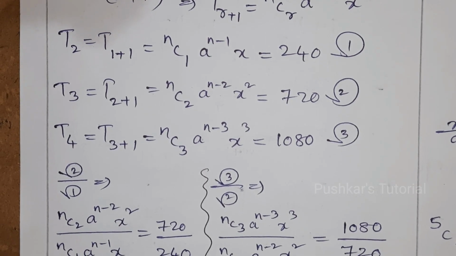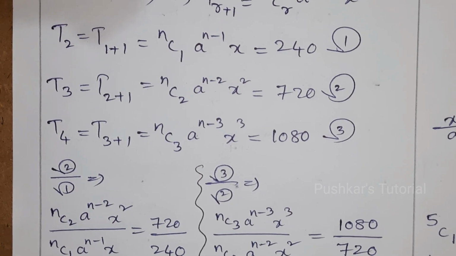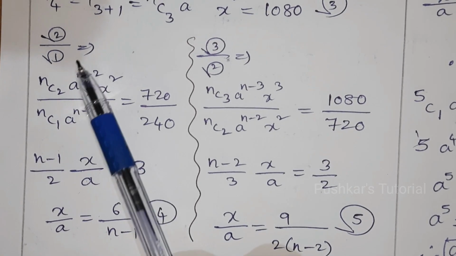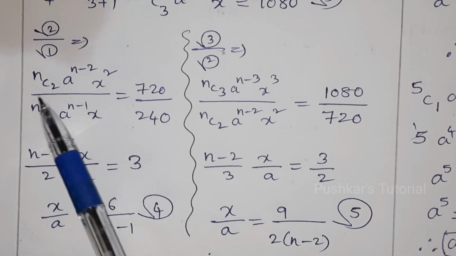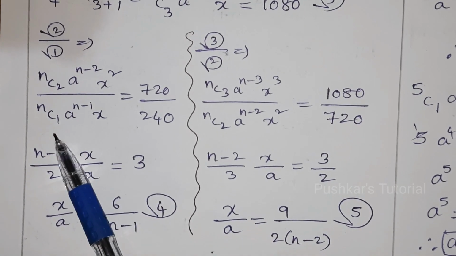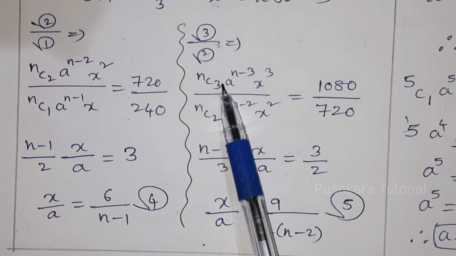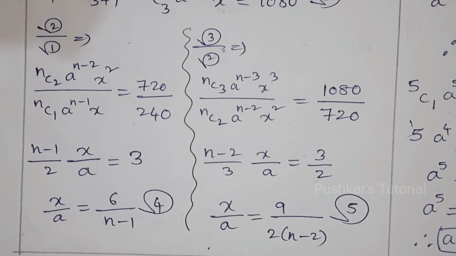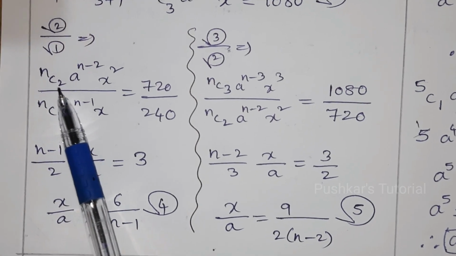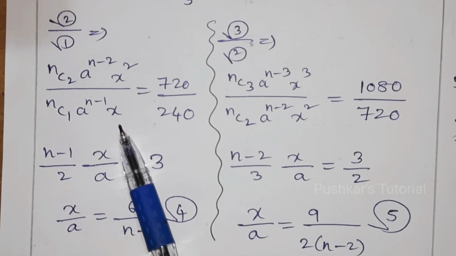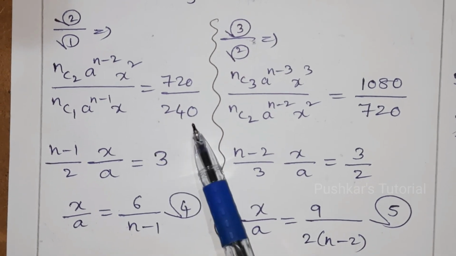So again here I am doing equation 2 by 1 and 3 by 2. Why do we take this pattern? Observe, here 2 is preceded by 1, that's why we take equation 2 by 1. And here 3 is preceded by 2, so compulsorily 3 by 2 only we have to take. So nC2 a to the power of n minus 2 x square by nC1 a to the power of n minus 1 into x is equal to 720 by 240.